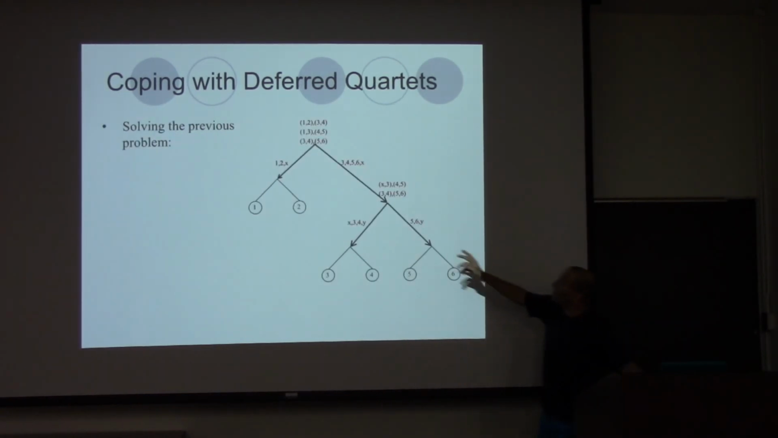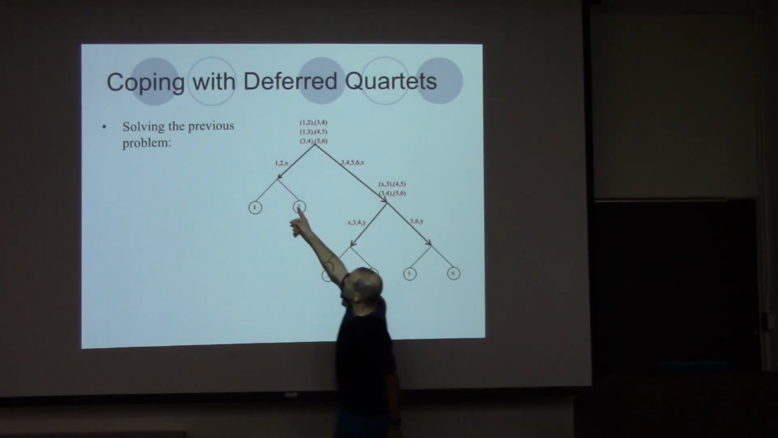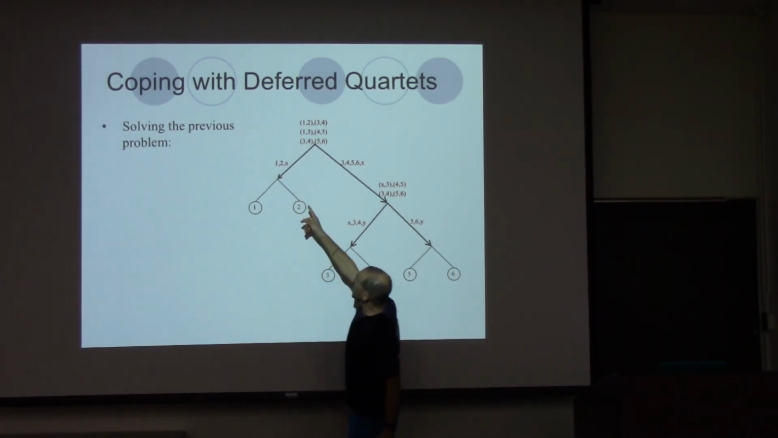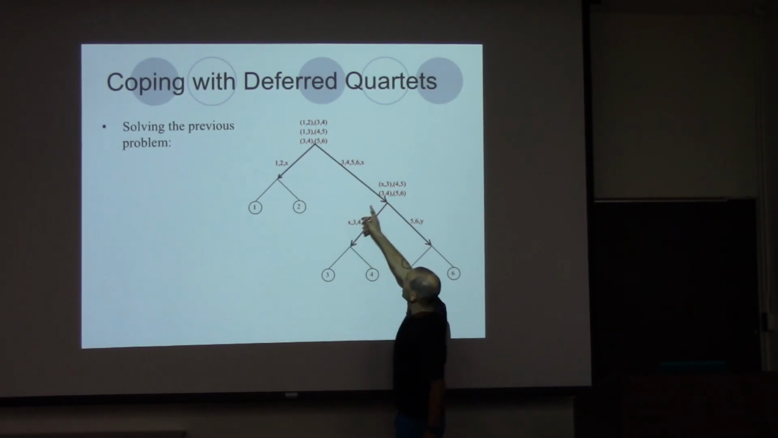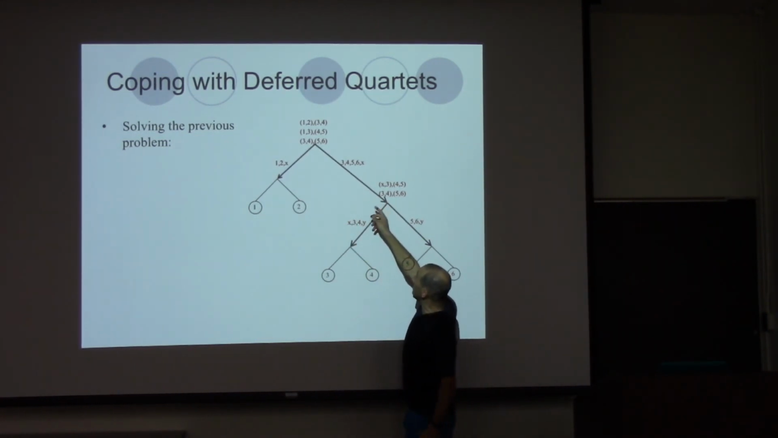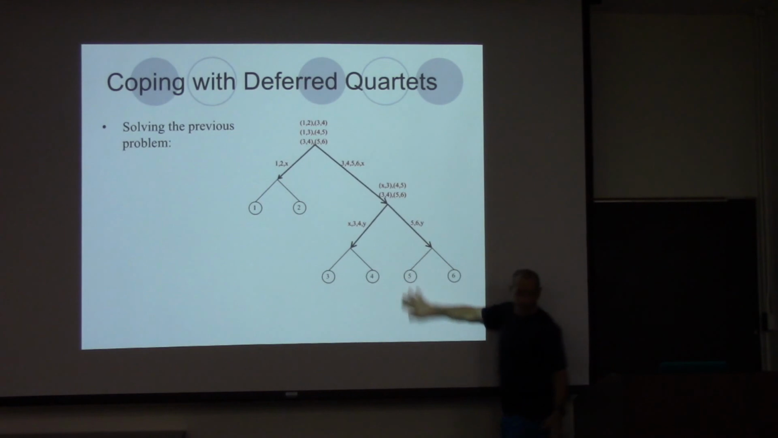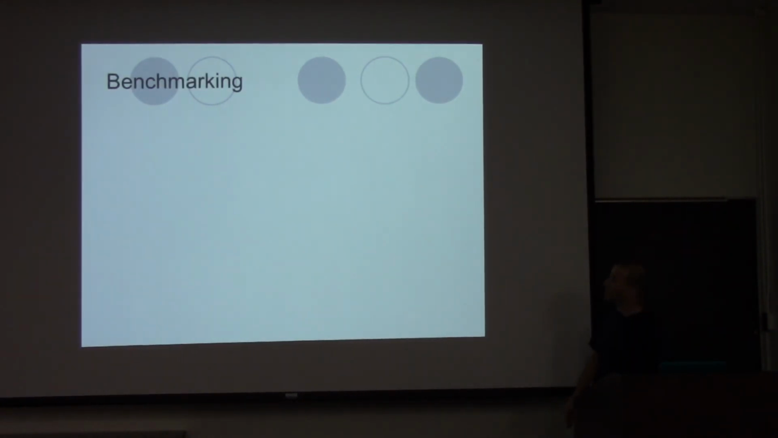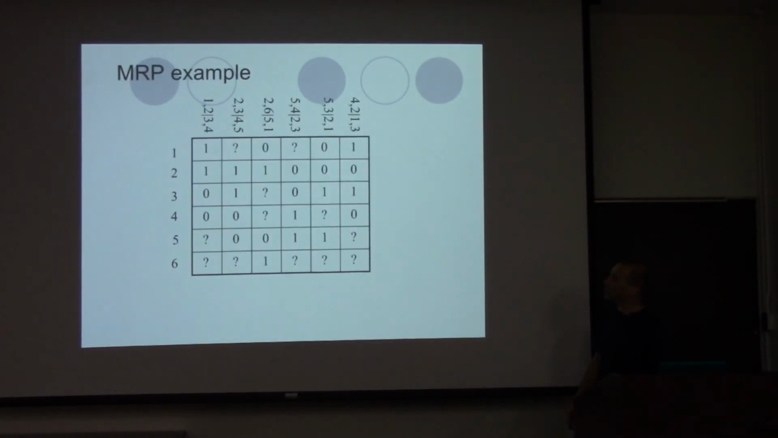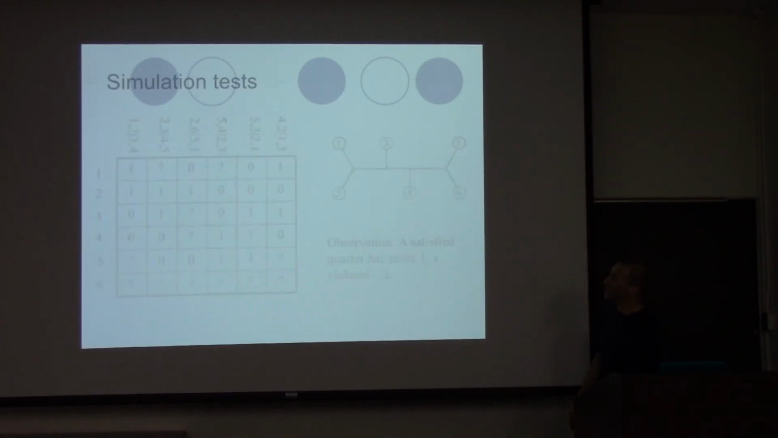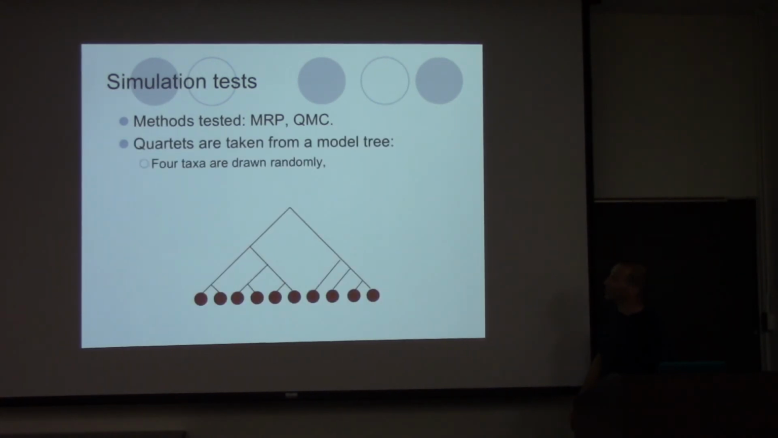Again, these are the quartets, and these are the deferred quartets, 1, 2, and X. And here 3, 4, 5, 6, and X. Now we have these guys, they are artificial X and Y. Let's not go into any detail here and just show some simulation results.